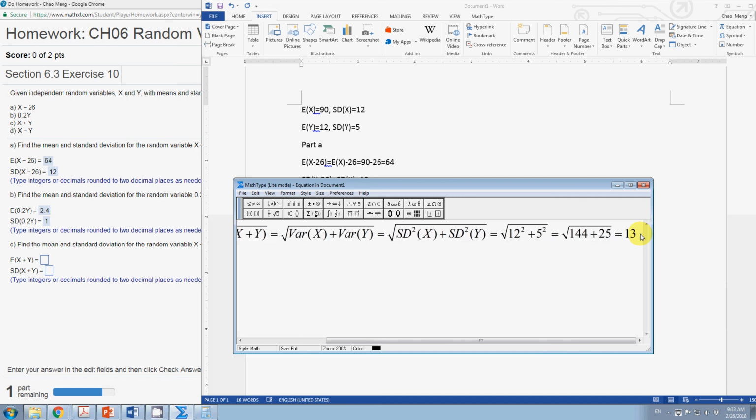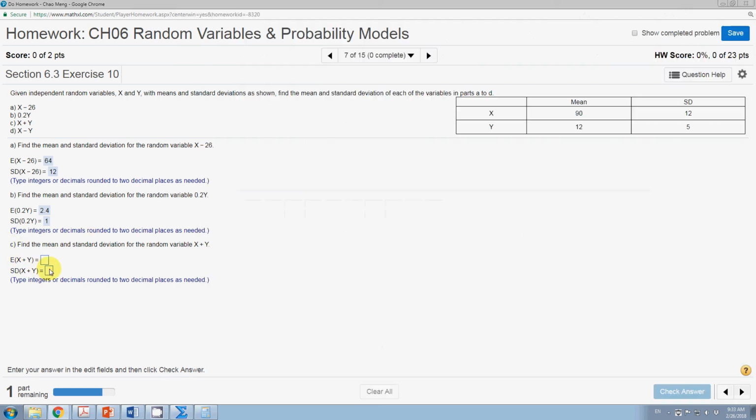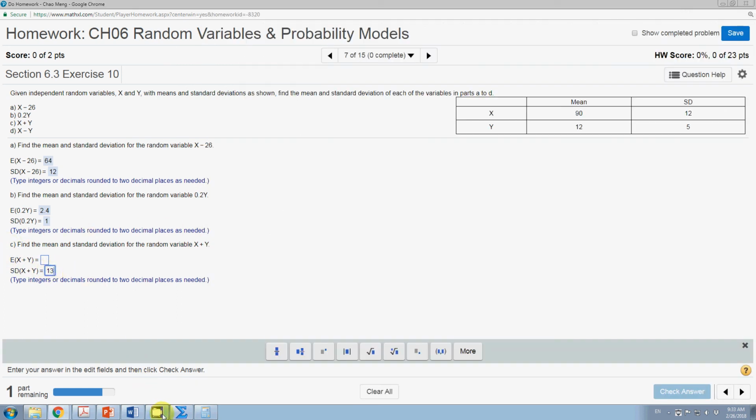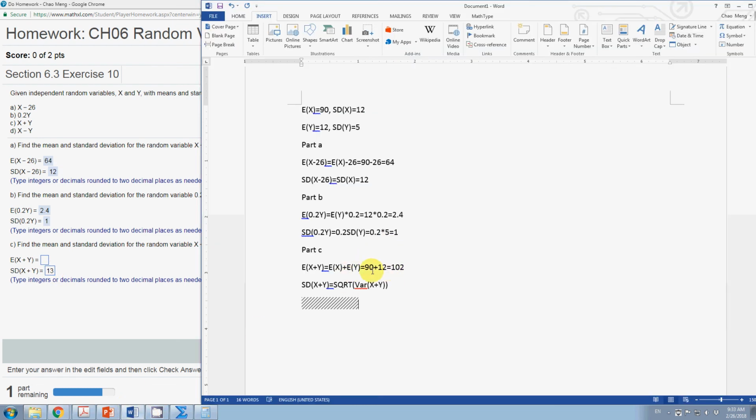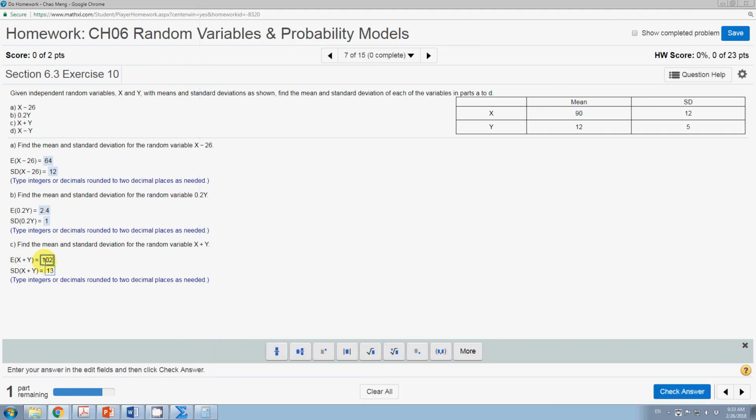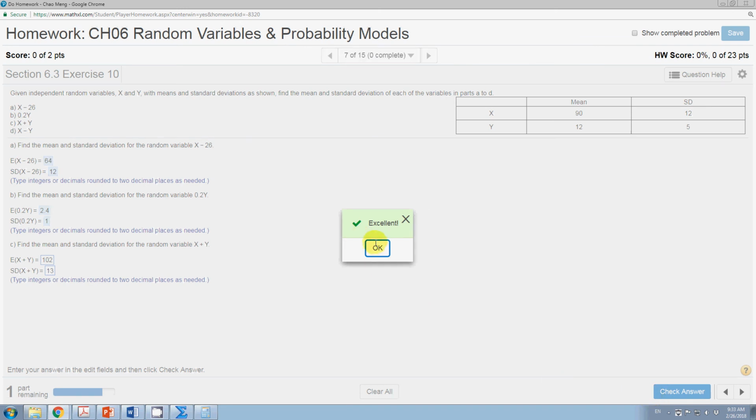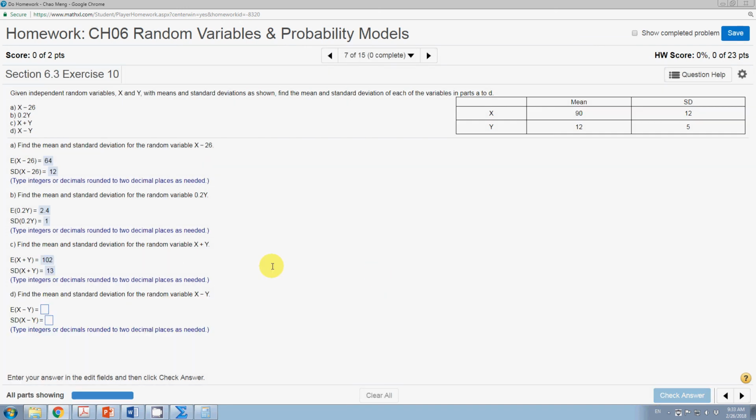And if we put the number in there, 13, and what is the expected value? 102. Okay. So that's for this question. And part D is similar. Okay. For the standard deviation, we need to use the relationship between standard deviation and variance.